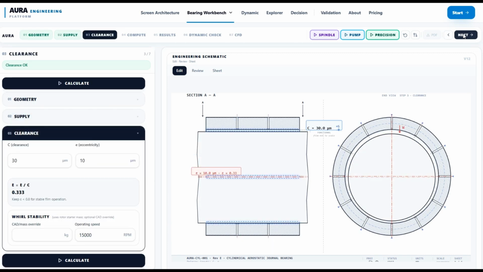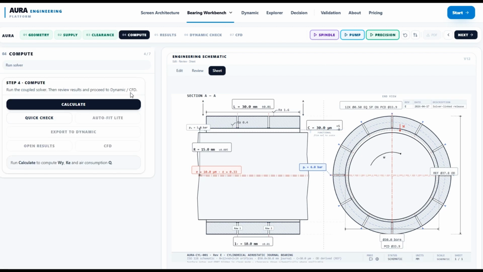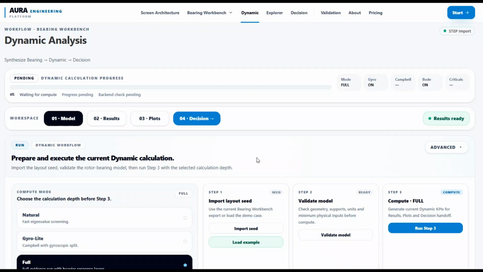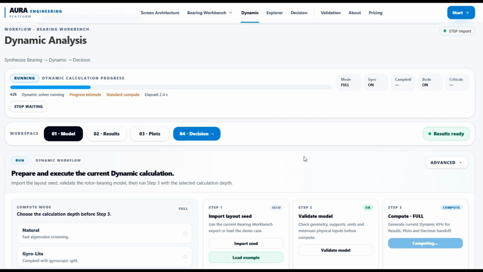Aura computes load capacity, stiffness, flow, eccentricity, and cross-coupling terms. These coefficients are not isolated outputs. They are exported into the dynamic workspace for further calculations. Now the coefficients have entered the dynamic workspace. I'll keep the live calculation visible because Aura is not a static report generator.